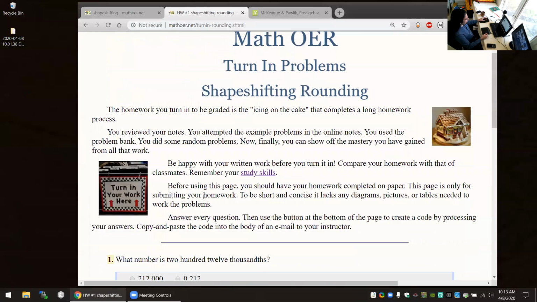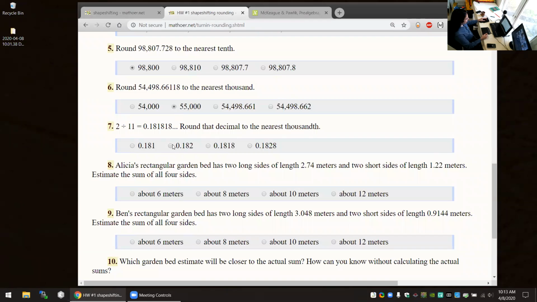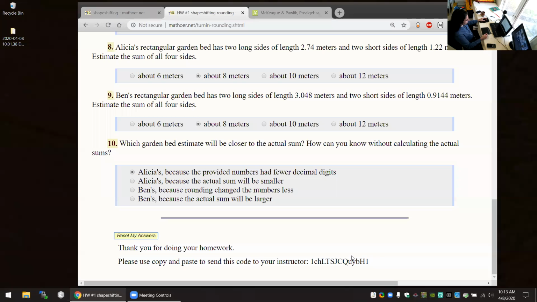So then you'll click here and you get those same 10 problems, but now they have multiple choice bubbles. So you'll pick some multiple choice bubbles. And then when you say process my answers, then down here at the bottom, you can see a code. If you double click the code, Control C, copy and paste, put it in an email and send it to me.